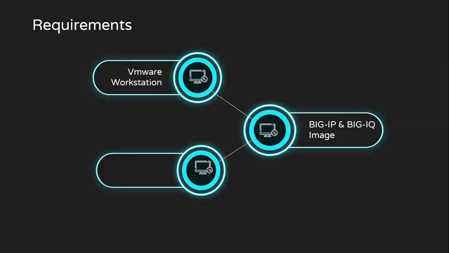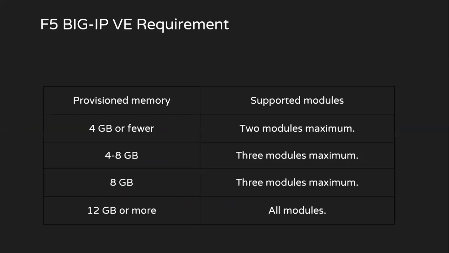Then we will need the BigIP as well as BigIQ images. And in order to utilize the features of these modules, we are going to use the license. Now to start with the BigIP requirement, it depends on which module or how many modules you are planning to activate at any point of time. So if you are thinking of setting up at least 2 modules or more than 2 modules, I would personally recommend going with 8 GB. Or if you have sufficient space to enable all the modules, you can set it up for 12 GB.